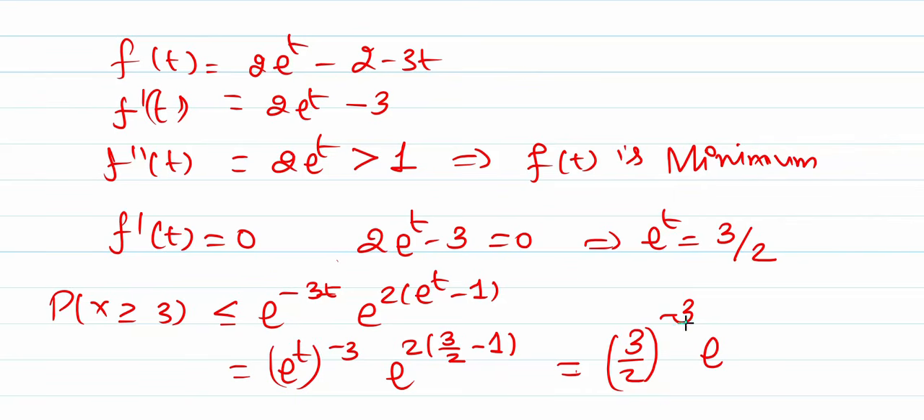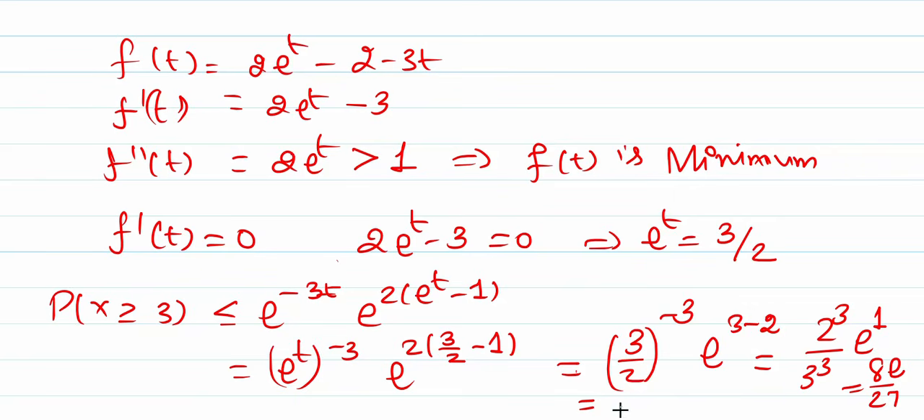So this makes it as 3 minus 2. Now since this is minus 3, you flip it. So this becomes 2 cube divided by 3 cube into e to the power of 3 minus 2, which makes it 1. So the value now taken is 8e divided by 27. You can use your calculators to estimate the value of e, and then we find that the value of 8e by 27 leads us to 0.8054. So we are done with Chernoff.